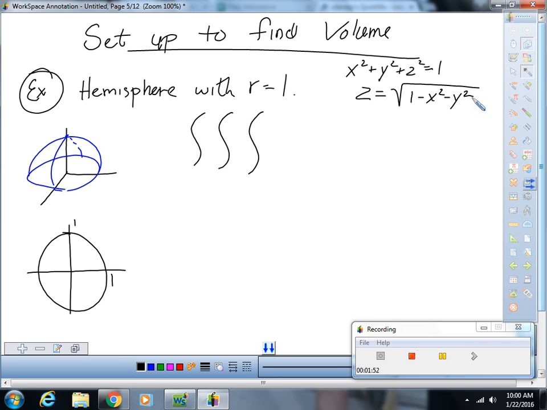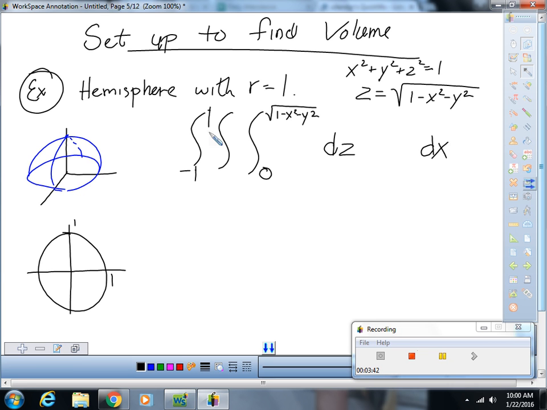So z goes from what to what? Okay? Now, I'll help you out with this. Remember that these bounds have to be constants. Okay? So we've already determined dz here. And I'm going to make dx our outside bound. So what's x going to in this? From -1 to 1.